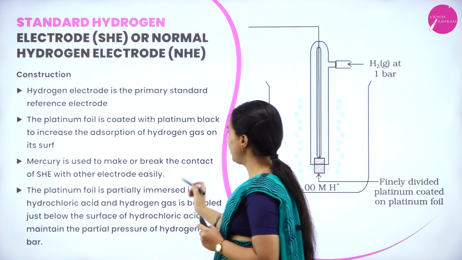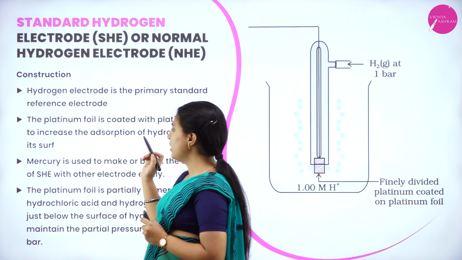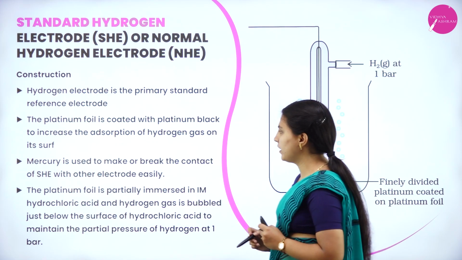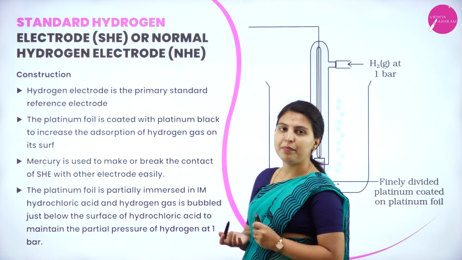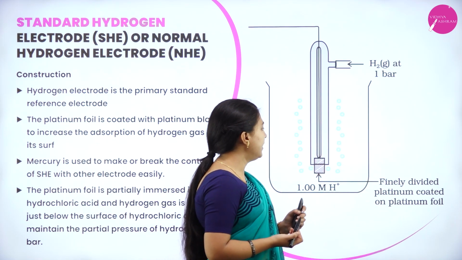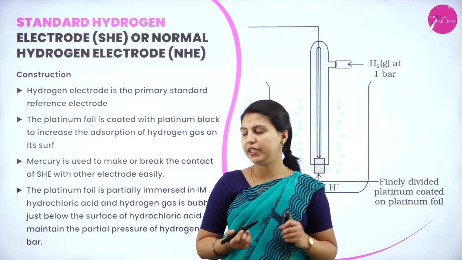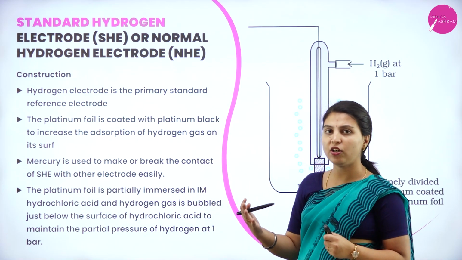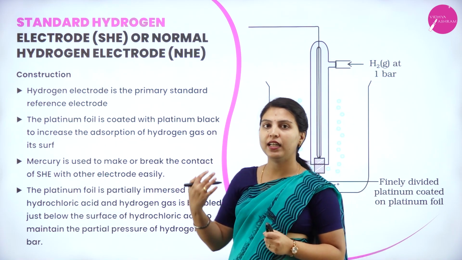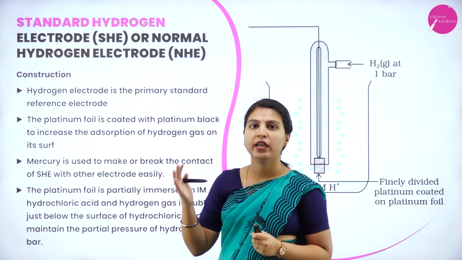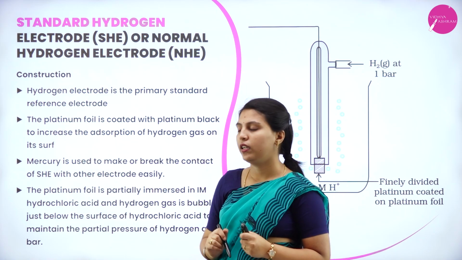Mercury is used to make or break the contact of the standard hydrogen electrode with another electrode easily. Here mercury is present. Why is mercury present? To make or break the contact with another electrode whose electrode potential has to be measured.